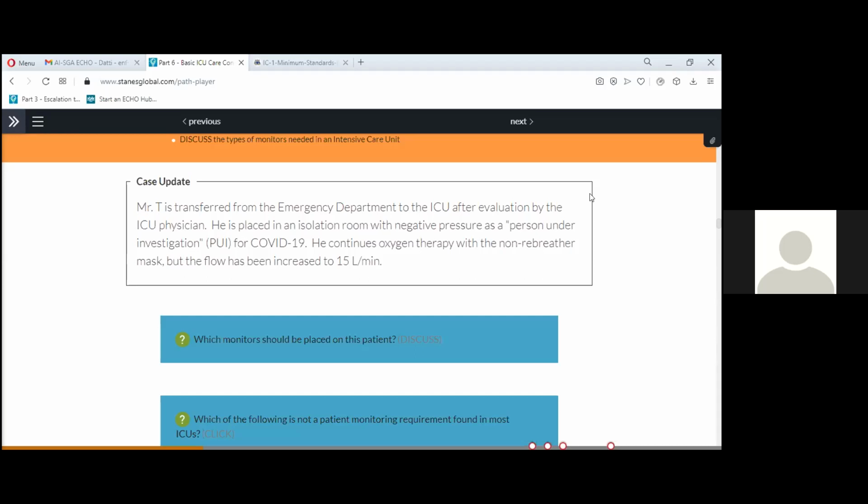I don't know whether there's a resource attached to this discussion. Dr. Datti, is there a resource? No, there isn't a resource. No, there is just the discussion.